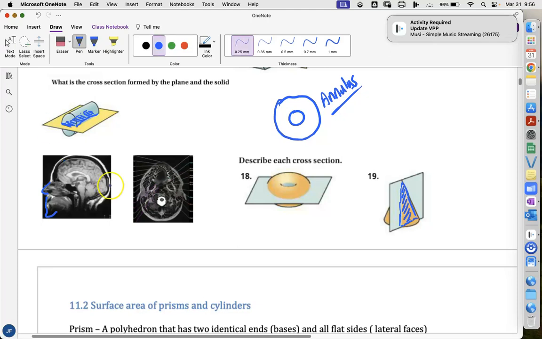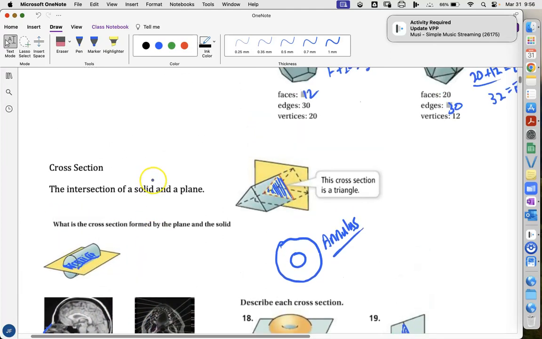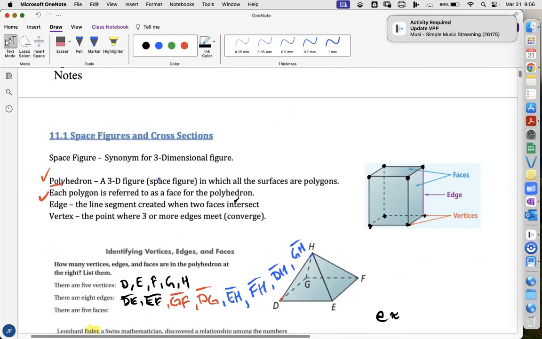But each one of those images is a cross section of, in this case, obviously, your head. So hopefully that gives you a little bit of an understanding of 3D images, also referred to as space figures.